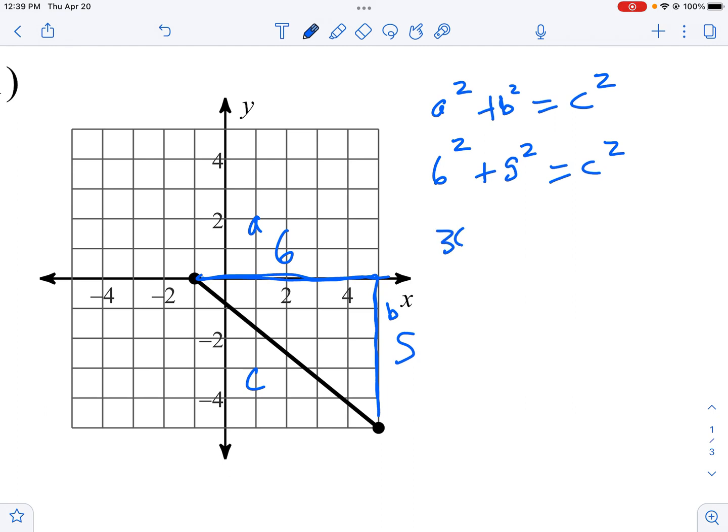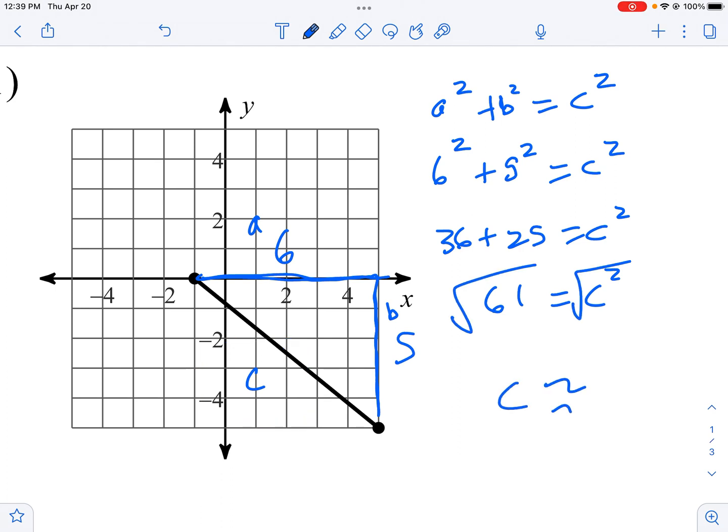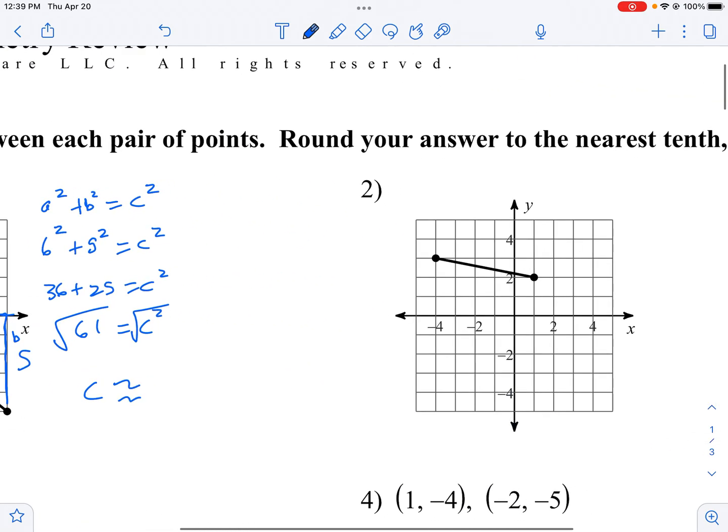Compute 6 squared, that's 36. 5 squared is 25. If you add those together, you get 61. But that's C squared. We don't want C squared, we want just plain old C, and so we have to square root it. So we're going to get the square root of 61, and that is going to be some infinitely long decimal number. Don't actually write that whole number, just round it, and let's round to the first decimal place. Round your answers to the nearest tenth.